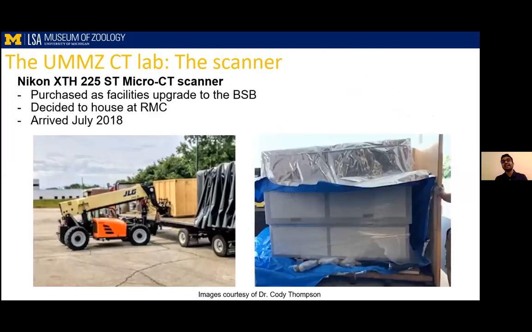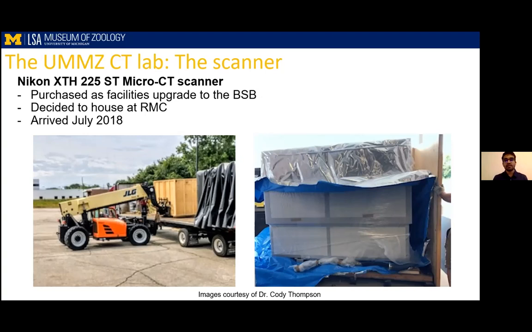So back to the scanner. As I mentioned, we do have a CT scanner at our lab, and this is an excellent tool for our researchers. A little bit of history about it: it is a Nikon XTH225 ST micro CT scanner, which is a mouthful, and none of you will ever need to remember that name ever again.